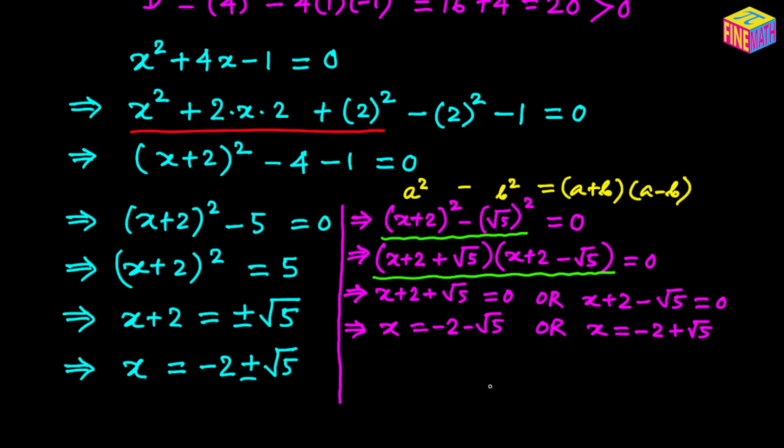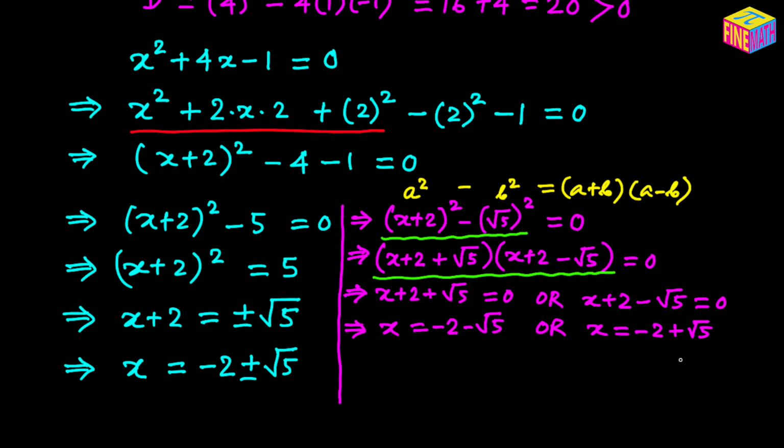So once we are able to factorize, it's very easy. Then we equate each of the factors to 0, and from there we find the value of x. In this case both of them are real numbers, there is no imaginary part. So this is a real solution, and those are our two solutions of this quadratic equation.